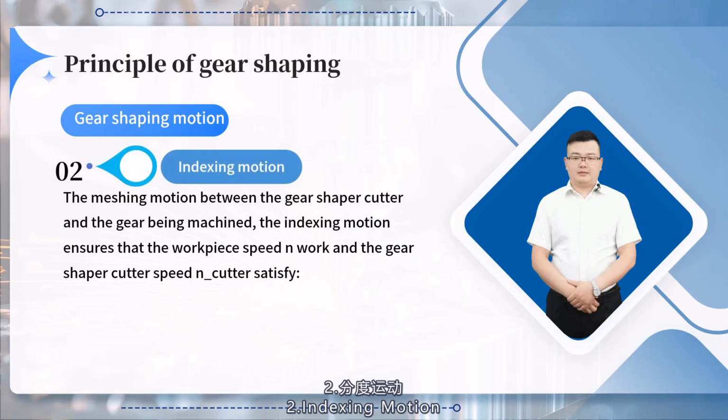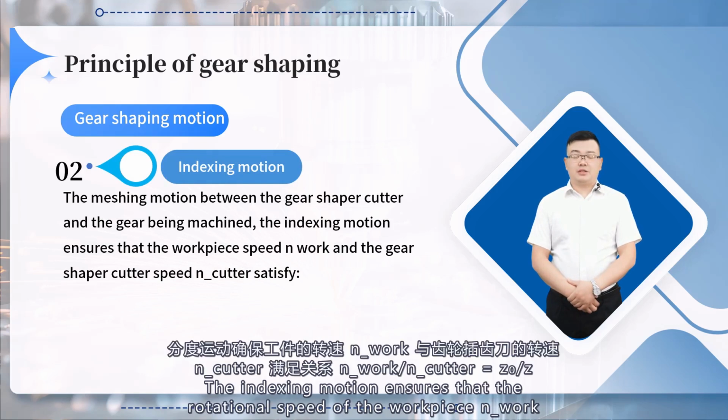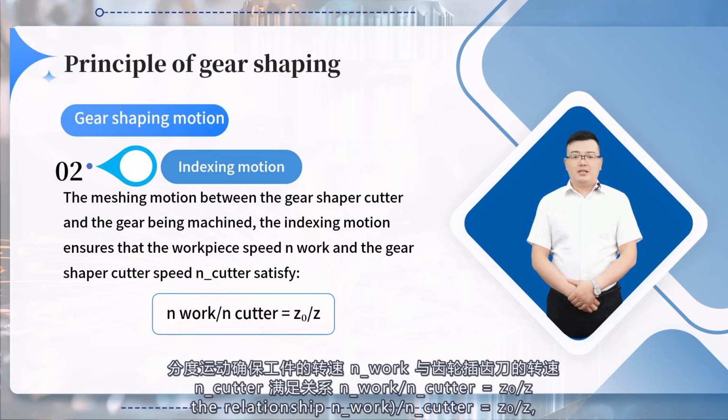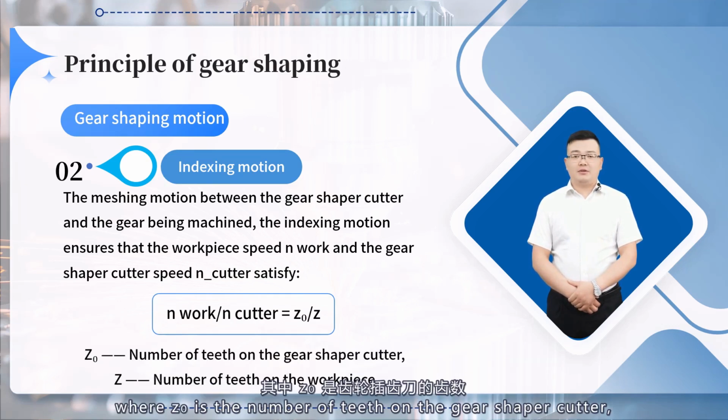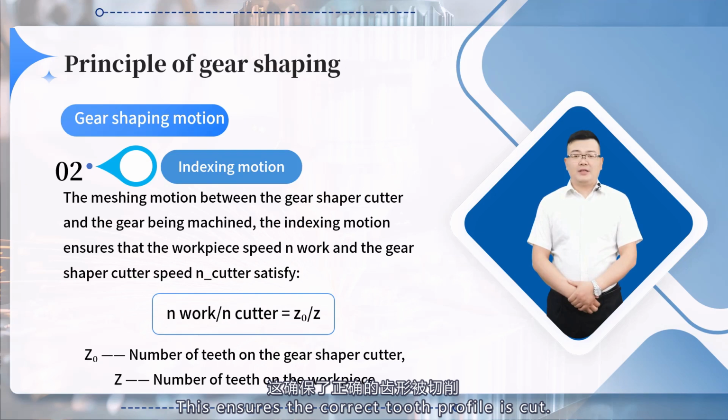2. Indexing motion: the meshing motion between the gear shaper cutter and the gear being machined. The indexing motion ensures that the rotational speed of the workpiece, n_work, and the rotational speed of the gear shaper cutter, n_cutter, satisfy the relationship n_work / n_cutter = z0 / z, where z0 is the number of teeth on the gear shaper cutter, and z is the number of teeth on the workpiece. This ensures the correct tooth profile is cut.